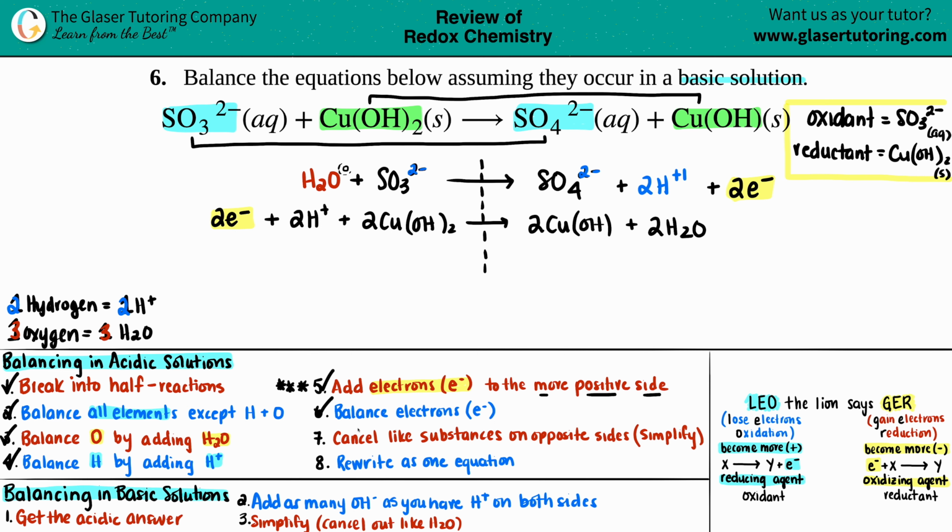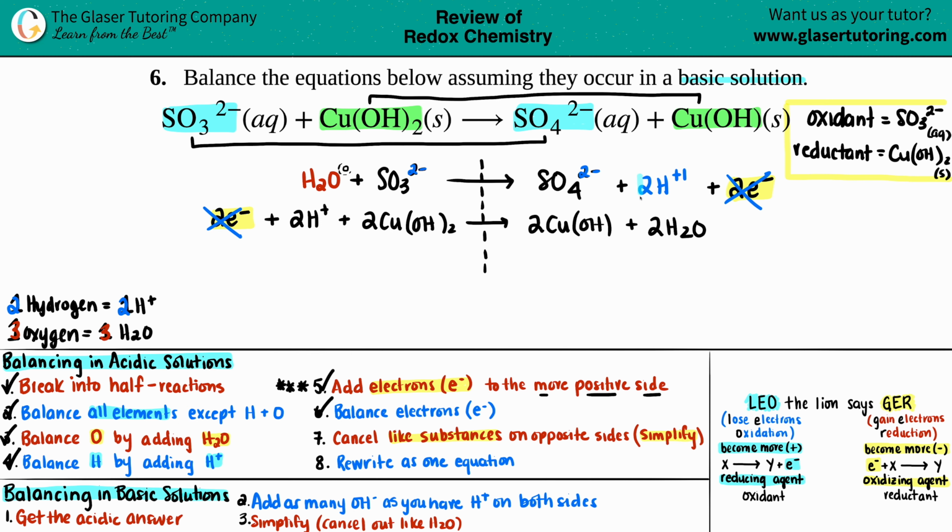We want to cancel like substances on opposite sides out. Basically, what we're trying to do is simplify. That's why you want to get those electrons to be the same number, because in a regular balanced equation, you never see those electrons. So goodbye and goodbye. Let's see. Does anything else cancel? Well, actually, yeah, right?